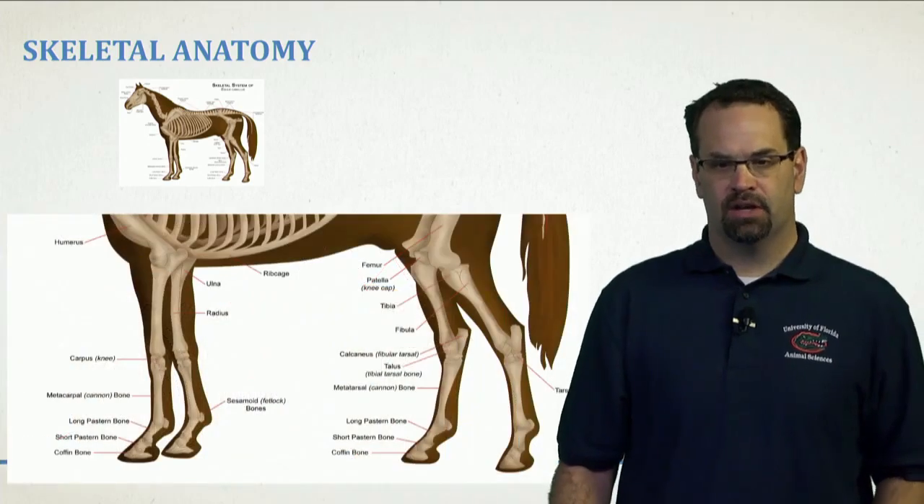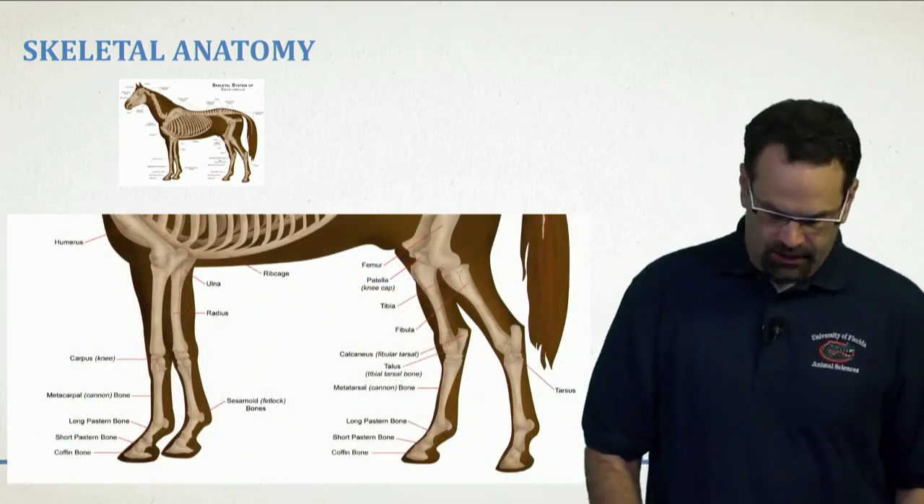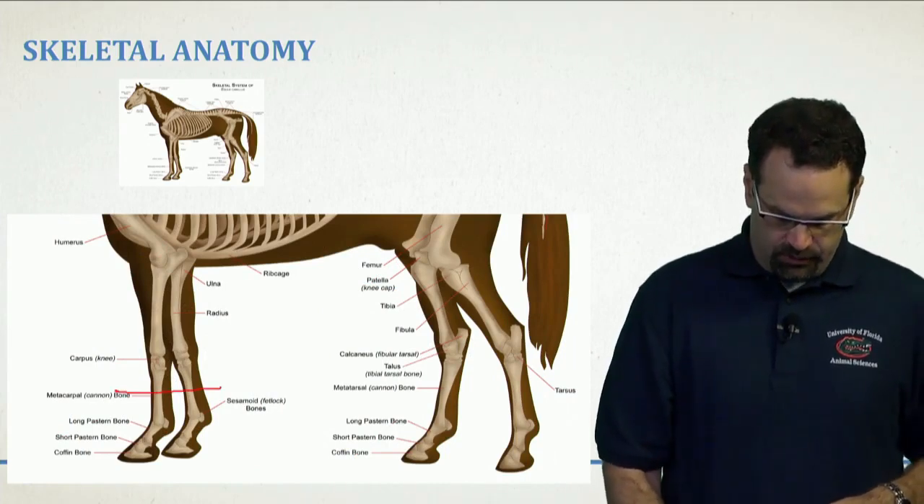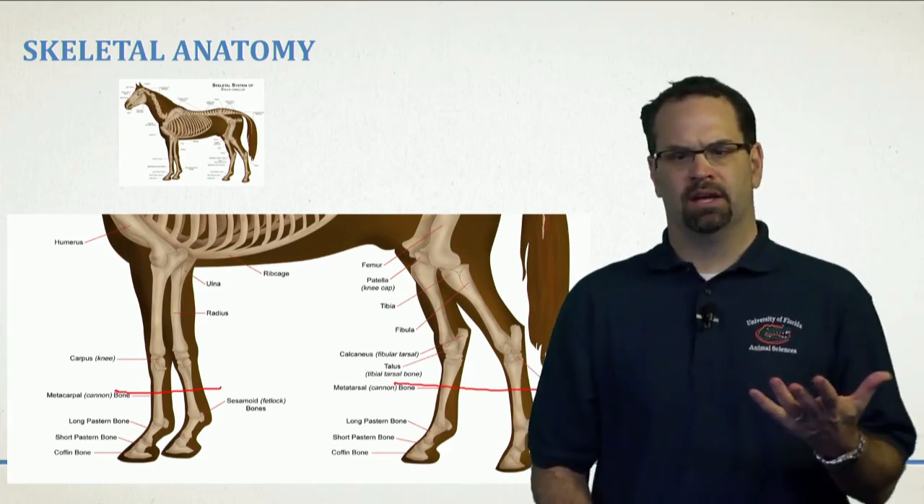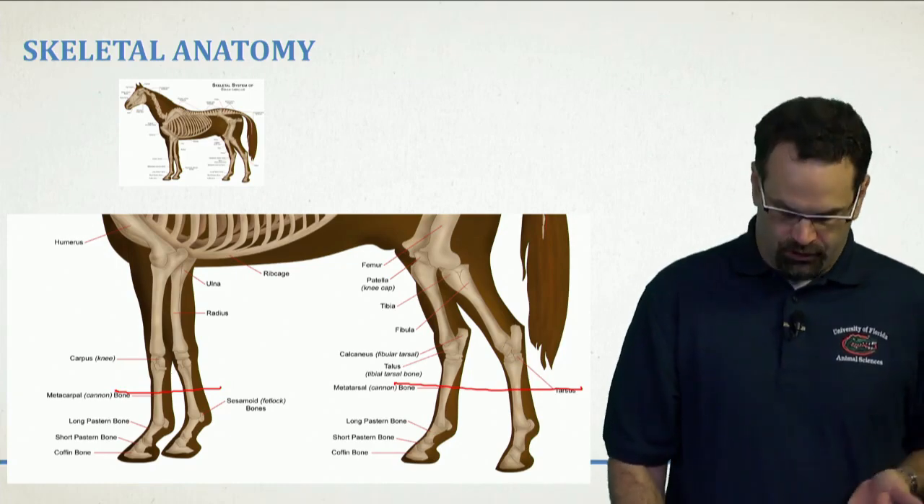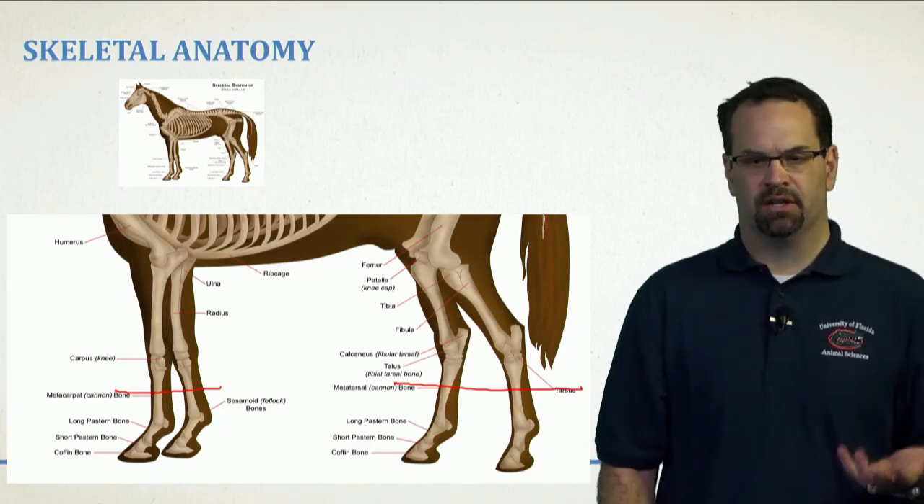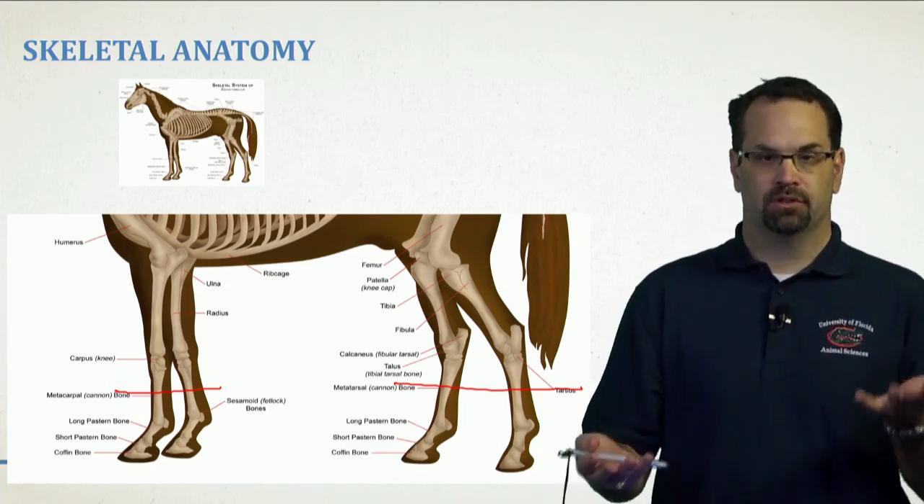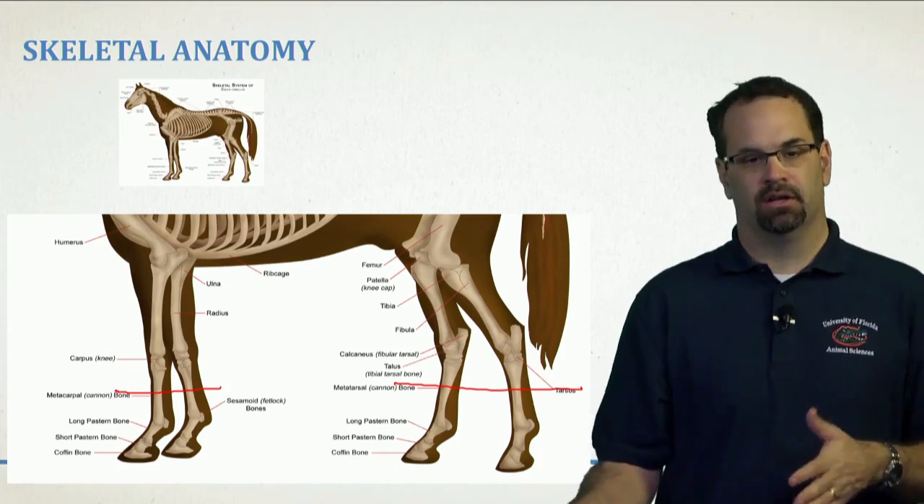Now, looking at the lower skeletal anatomy, again, very similar to the external anatomy. From the cannon bone down, all four legs are the same. So you're looking at similar terminology with the long pastern, the short pastern, and then the coffin bone. From that point upwards, there's differences between the front and hind legs.